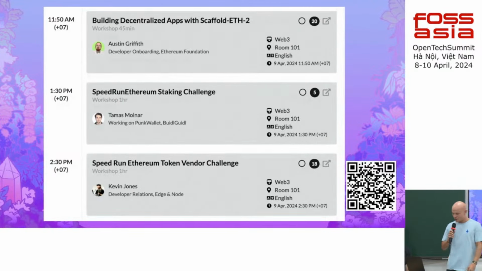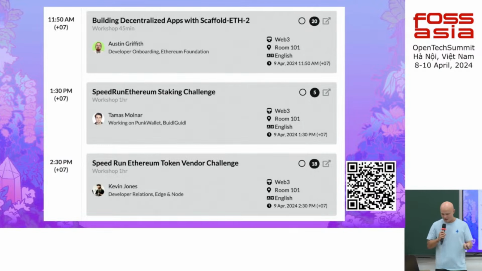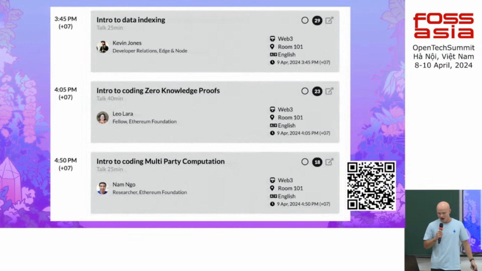Afterwards, Austin will run through Scaffold ETH 2, how to build a decentralized app. You'll then go through Speedrun Ethereum, more discussion around building decentralized apps, more Speedrun Ethereum. So this part is for developers especially. So bring your laptops, get ready to code, get ready to learn how to deploy and develop applications on Ethereum.